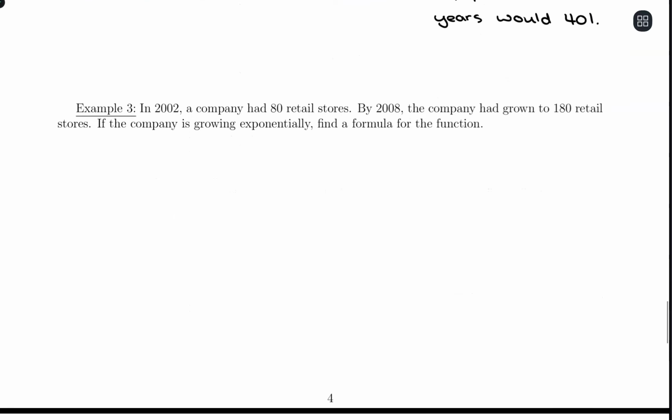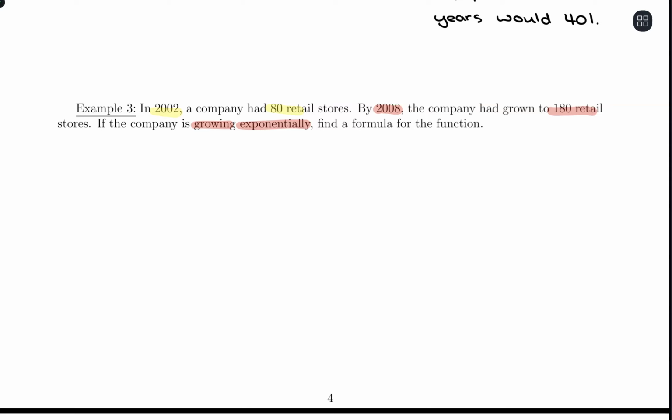Okay, our last application here. So we have in 2002, a company had 80 retail stores. And by 2008, the company had grown to 180 retail stores. If the company is growing exponentially, find a formula for the function.